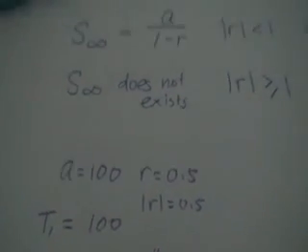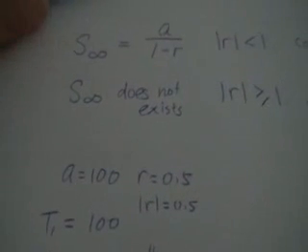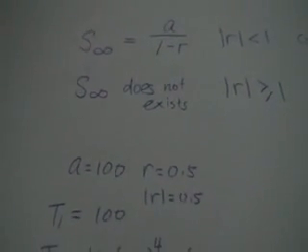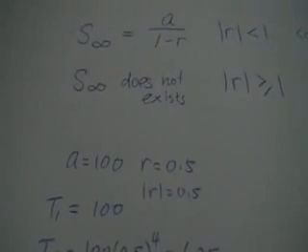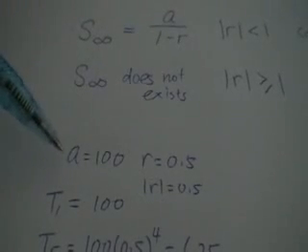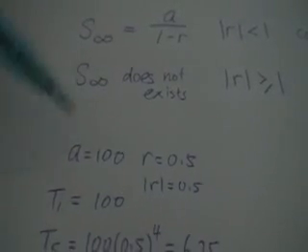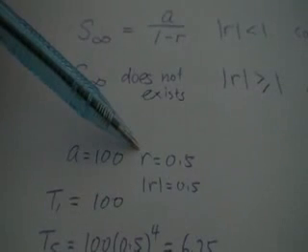To explain the concept of convergence and divergence, we will look at two examples of GP. The first geometric progression that we have has first term equals to 100 and the common ratio equals to 0.5. Now the absolute value of common ratio will be 0.5. Our first term will be 100.